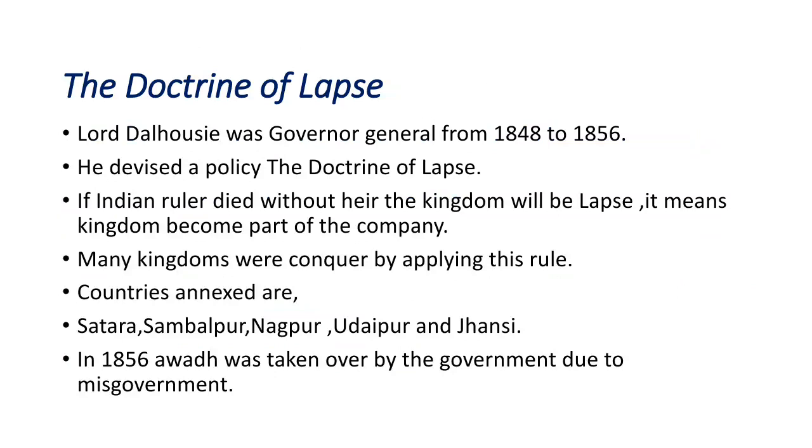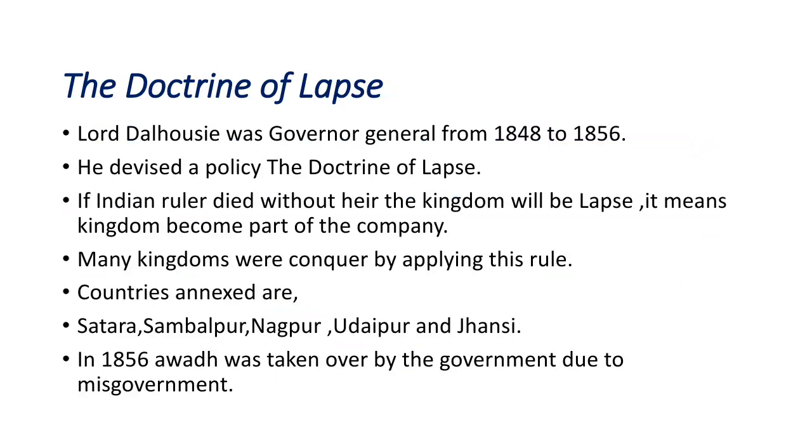This doctrine of lapse was introduced by Lord Dalhousie, and he was the Governor General from the year 1848 to 1856. And he devised this policy, the doctrine of lapse. What is this policy? If an Indian ruler does not have a son, the kingdom will lapse. It means the kingdom will be overtaken by EAC. If the ruler does not have any son, then the kingdom will be overtaken, lapsed, by EAC.